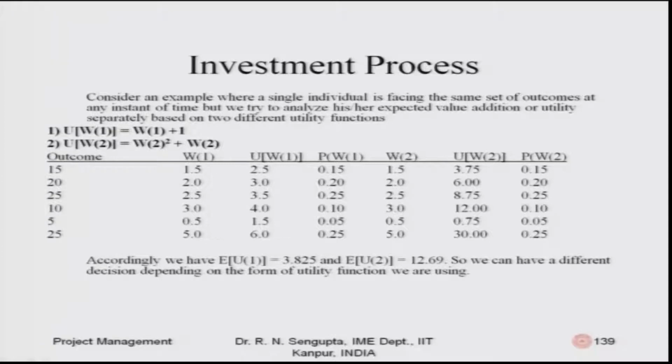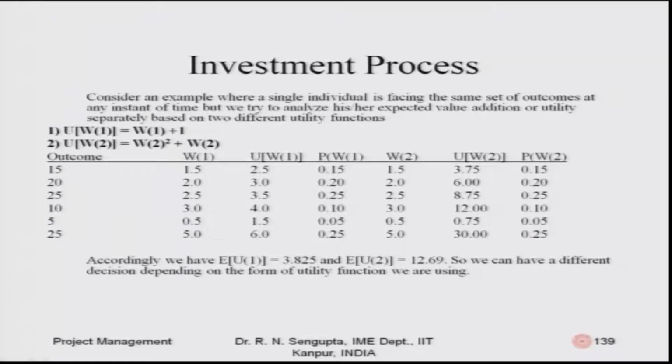So, for the first case it will be what? 1.5 square plus W2, that is 2.25 plus 1.5, you will basically have 3.75. Similarly, if I find out for 2, 2 square is 4, 4 plus 2 is 6. So, I find out all the values, the corresponding probabilities remain the same. Accordingly, we find out the expected value.